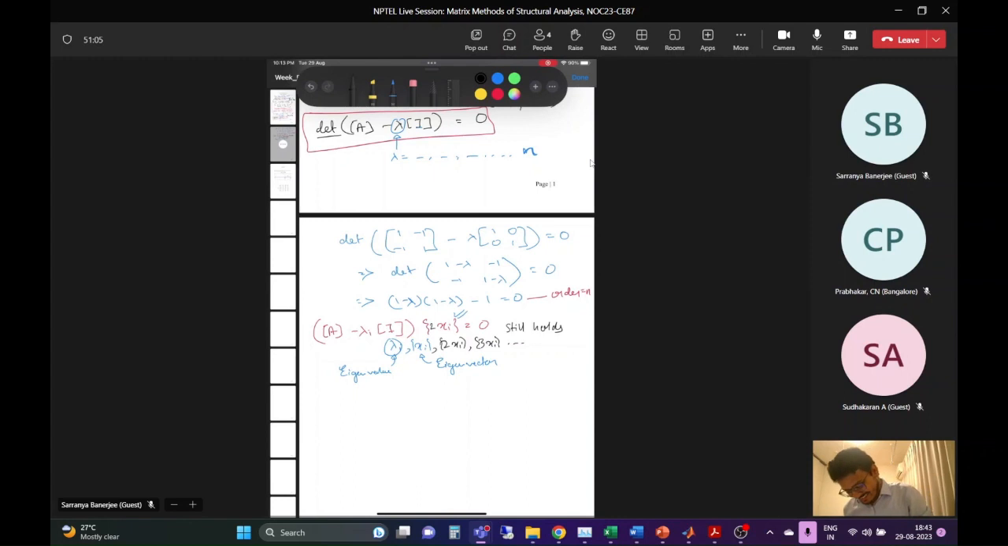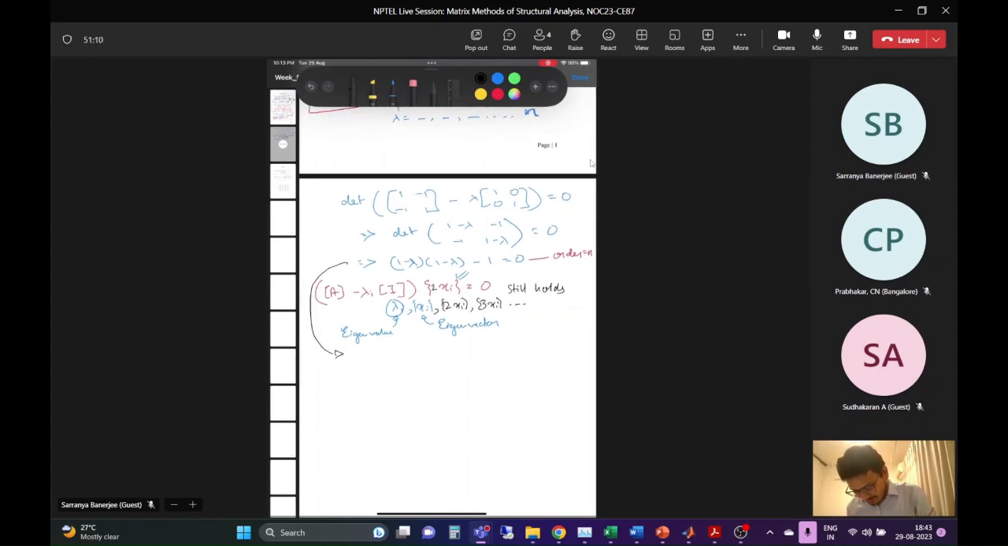Let's solve this equation. 1 minus 2 lambda plus lambda square minus 1 equals to 0. So this 1 goes away. We have got lambda equals to 0 or 2. Do you agree? Lambda equals to 0 or 2. These are the two eigenvalues.